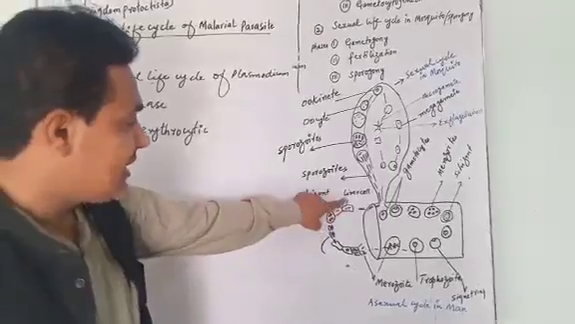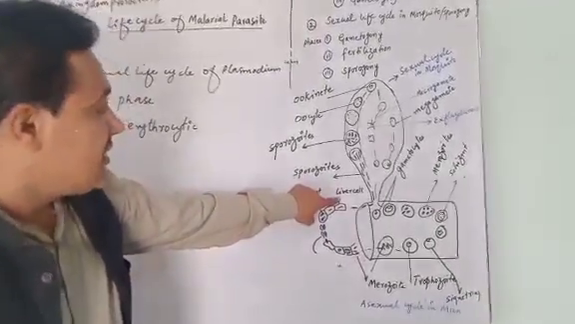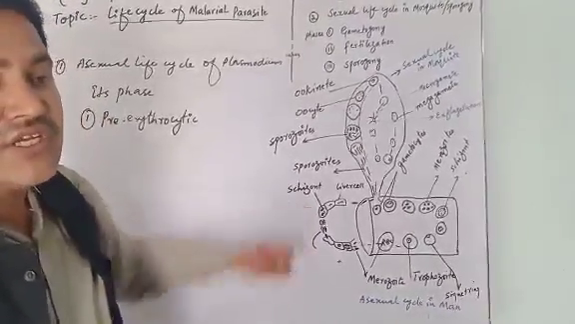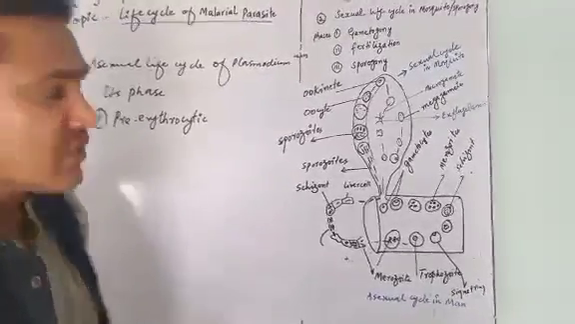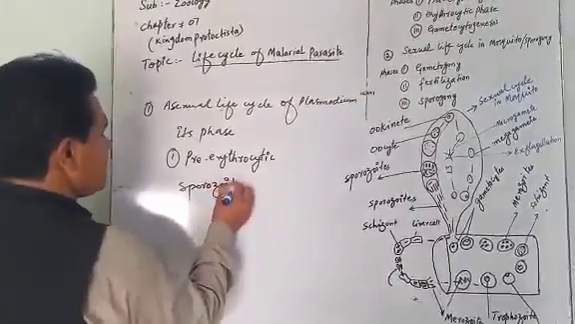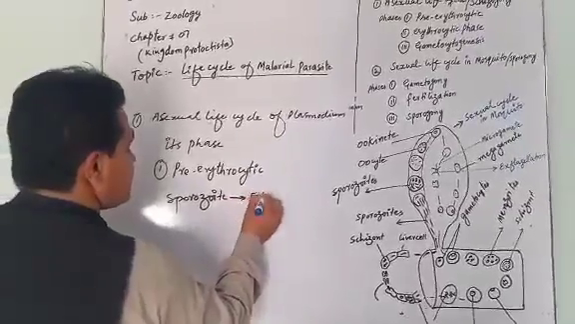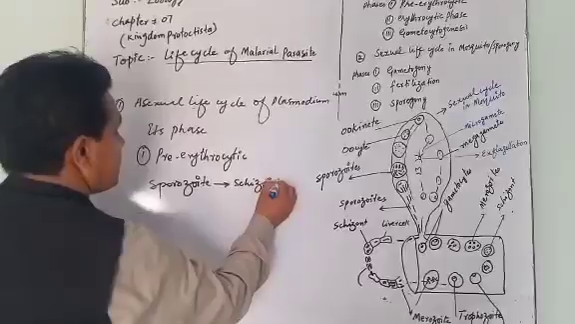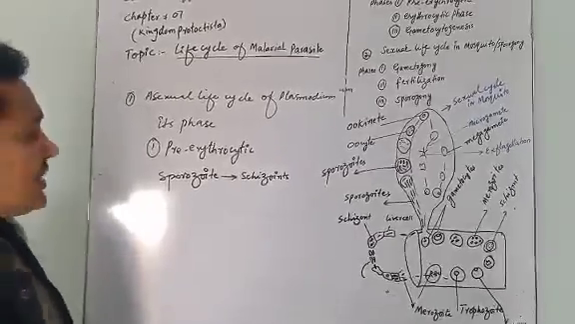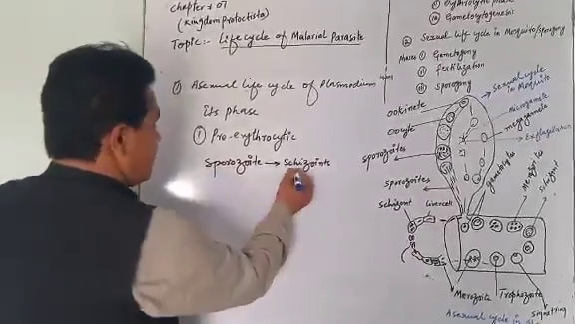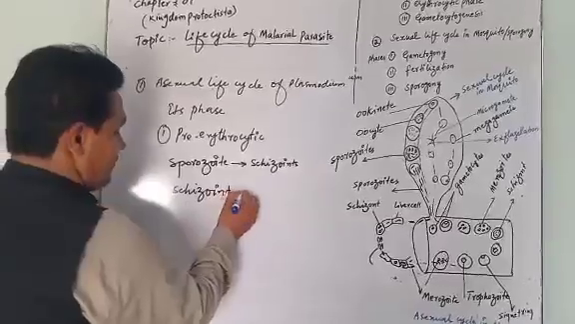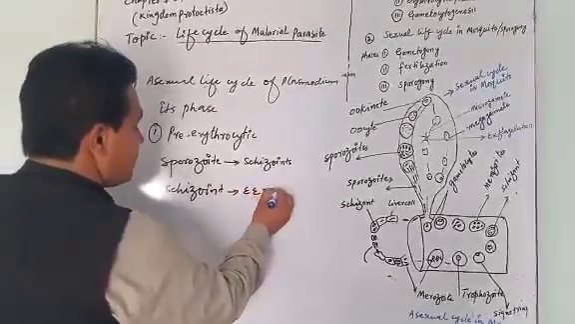When it attacks on the liver cells of human body, sporozoite reproduces asexually into its stage called schizont. Sporozoite divides or changes into schizont. These schizonts then change into exoerythrocytic merozoites. Schizont is a stage of Plasmodium that changes into double E merozoites.